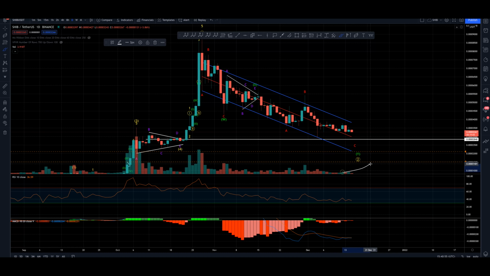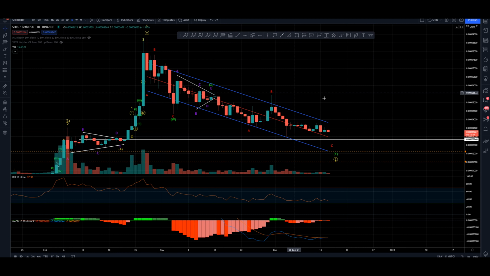Volume's got to come in. Momentum's got to turn positive. The downward trend's got to break. Impulsive moves got to occur. A 3-wave pullback's got to occur. All of that stuff's got to happen before you can get bullish here. So it's the waiting game, guys.